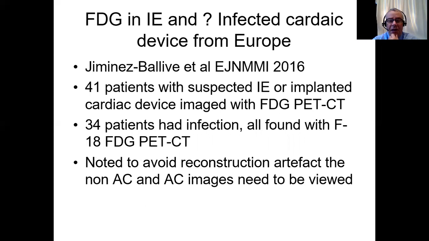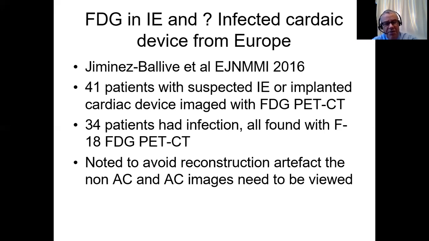Again, a paper from Europe looking at 41 patients with suspected infective endocarditis. 34 had infection, all found with FDG. And they also suggested that anybody you're looking for this, it's always worth looking at both the attenuated and non-attenuated corrected imaging.